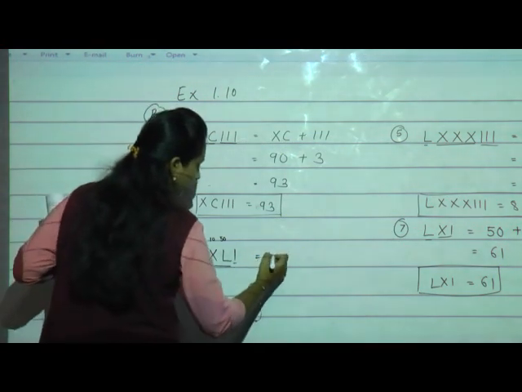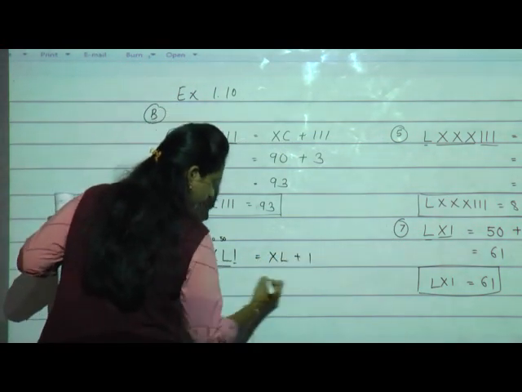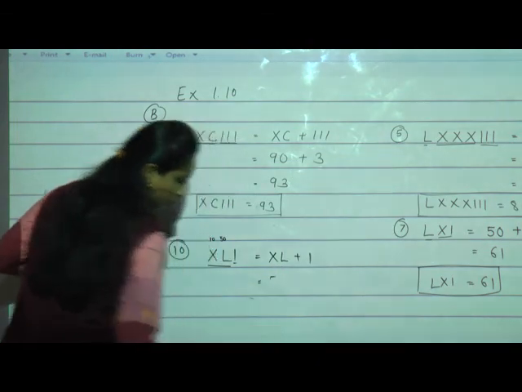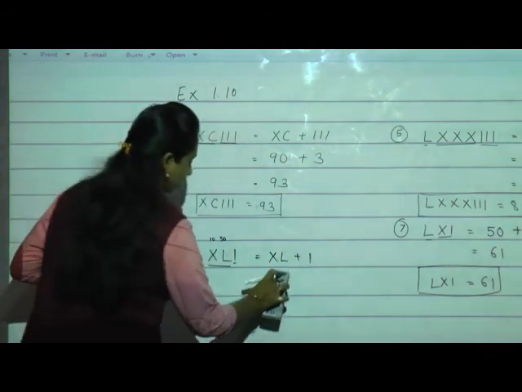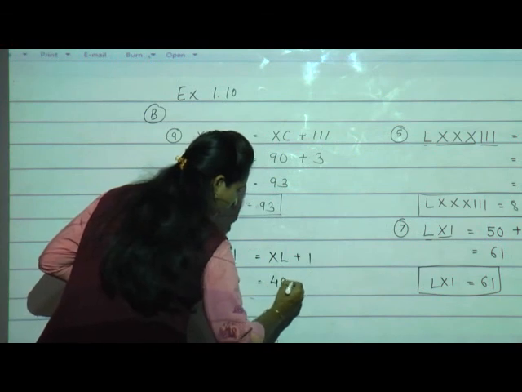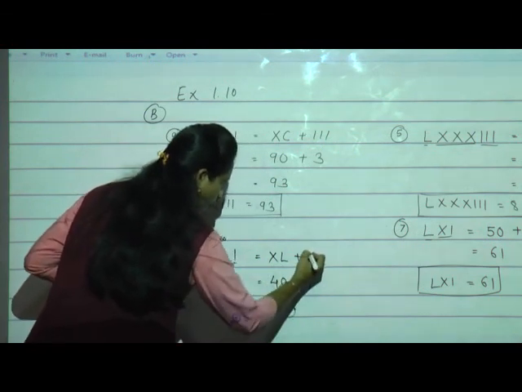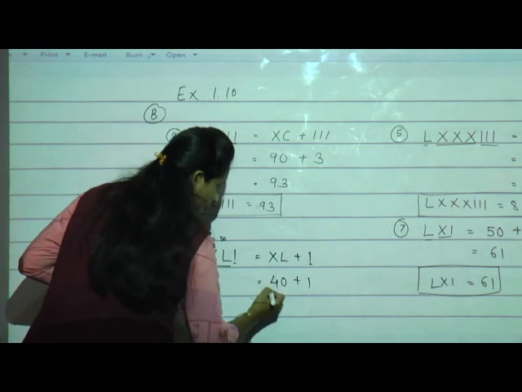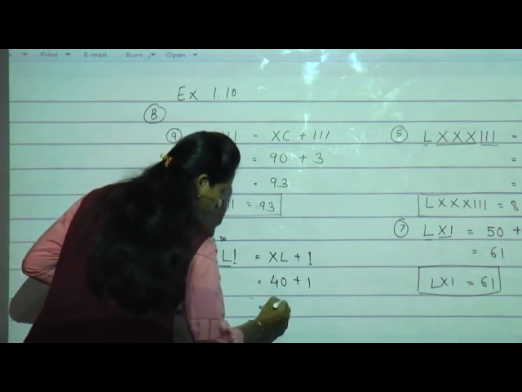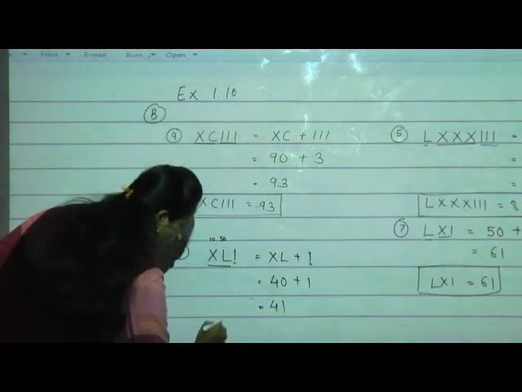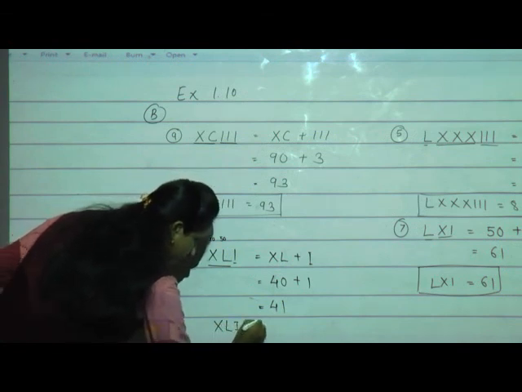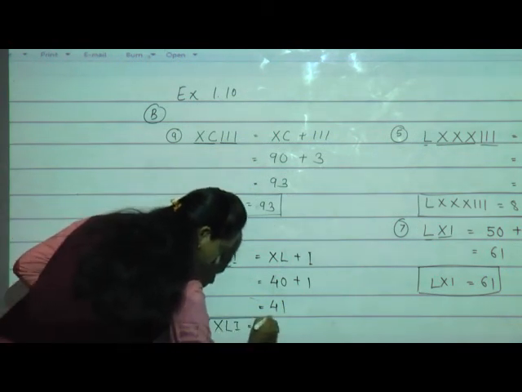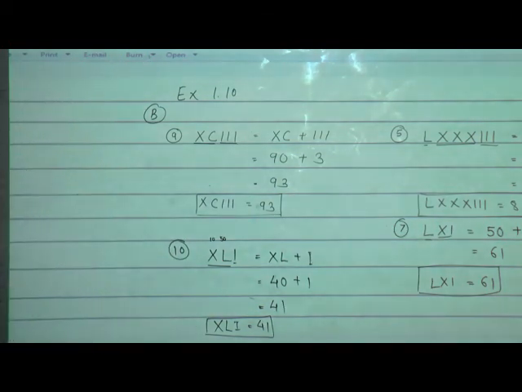And I, we know everyone. XL plus I. XL represents 40, so I'll write here 40, and I represents 1. When we add 40 plus 1, it becomes 41. So how will we write it? XLI is equal to 41. Make one proper box. So here we have completed our exercise 1.10.